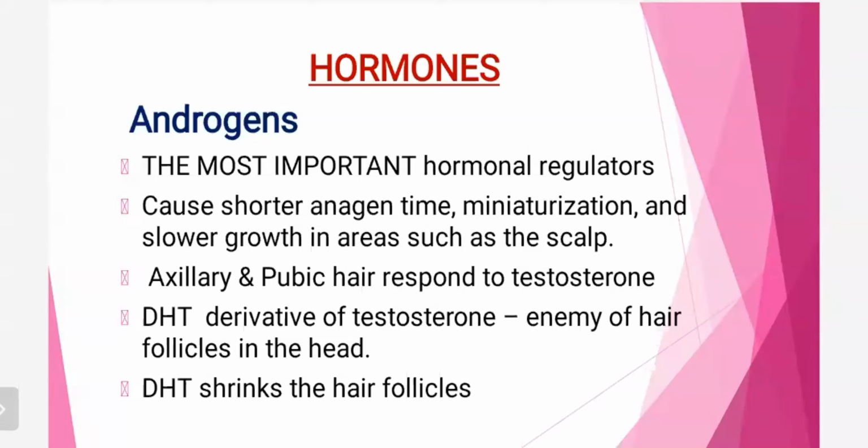So if a female is presenting with maximum hair loss, then we have to see whether the androgen is elevated. Androgen will cause a shorter anagen time, and slower growth in areas such as the scalp. Axillary and pubic hair respond to testosterone. So androgen and testosterone respond in the axillary and pubic hair. And DHT, a derivative of testosterone, is the enemy of hair follicles in the head, and it will shrink the hair follicles.